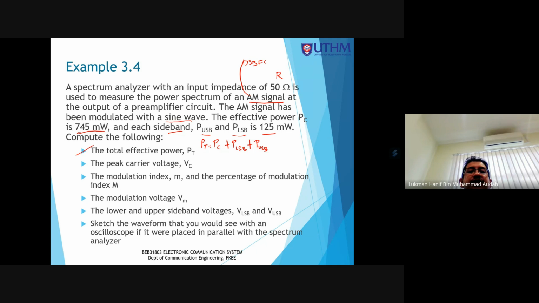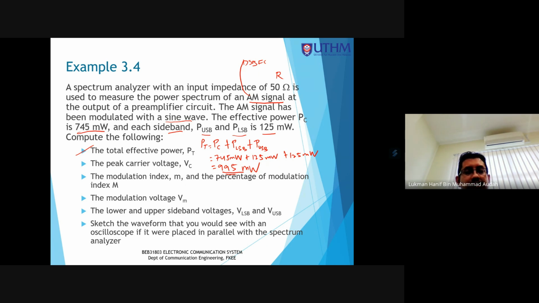So if it is double sideband full carrier, of course we have three components: the carrier, the lower sideband, and also the upper sideband. That means this is equal to 745 milliwatt plus 125 milliwatt plus 125 milliwatt. So 745 plus 125 plus 125, you get 995 milliwatt. Okay, please check the answer. If it is wrong, please correct me.